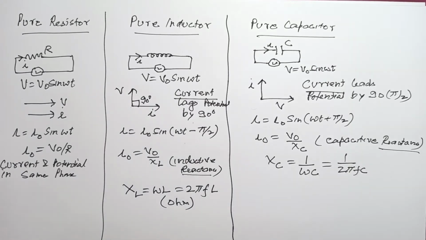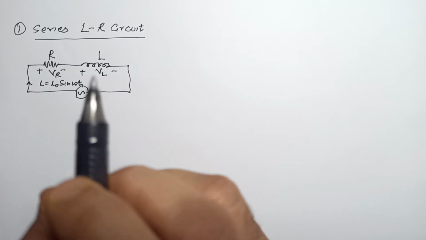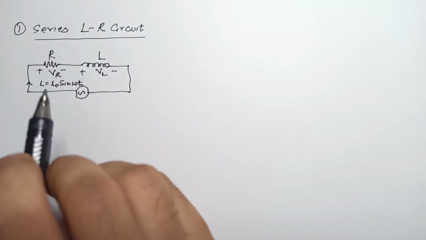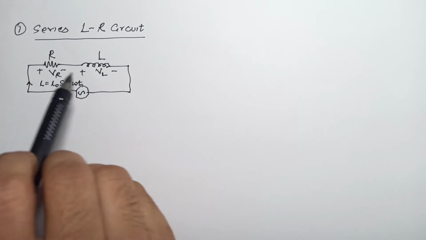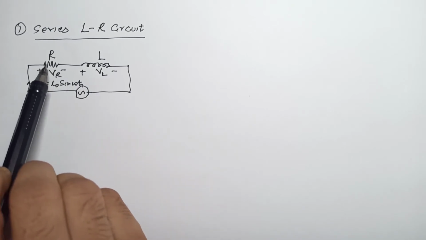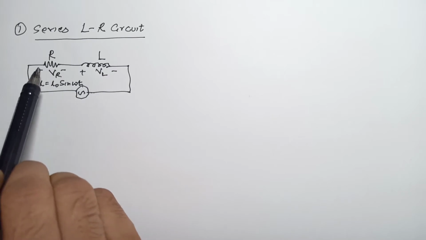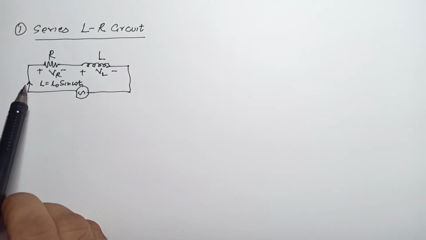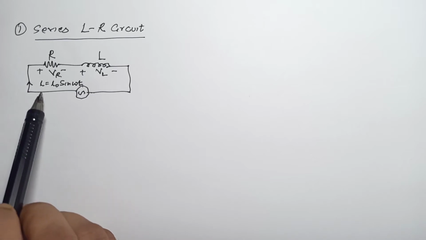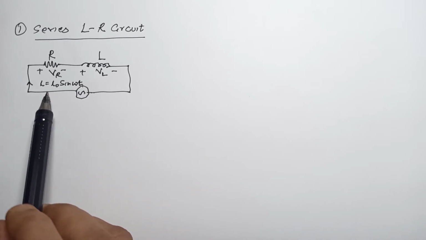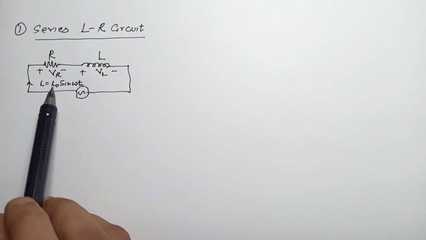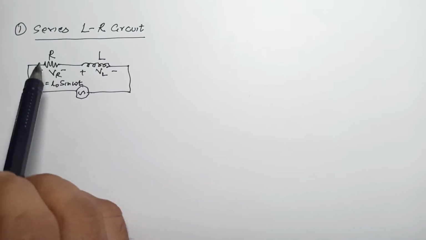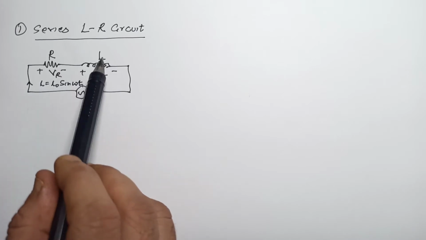Okay. Now let's take the series LR circuit and talk about it. This is the circuit diagram of it. There is a resistor and an inductor, both in series. Now let's say the direction of the flow of the current is in this direction, and the current is I equals I naught sine omega t. This is the AC supply, and again this is the resistor and the inductor.